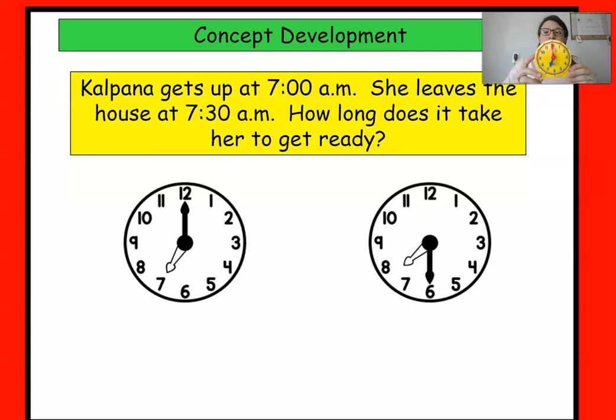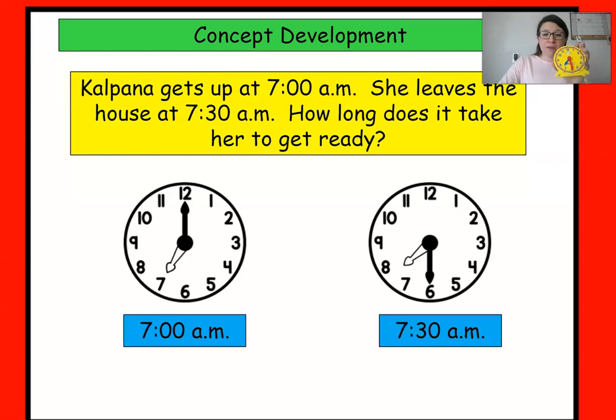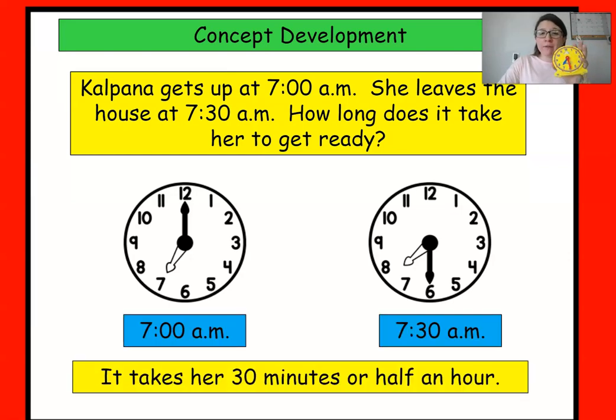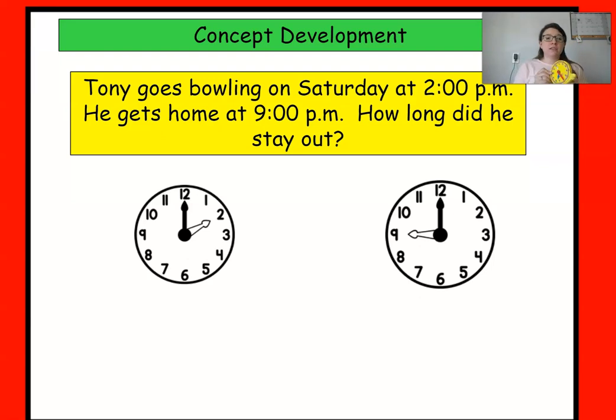So she's here at 7 a.m. and then time goes by, time elapses, and it becomes 7:30. How long does it take her to get ready? How many minutes? Go 5, 10, 15, 20, 25, 30 minutes. Awesome job. Or half an hour. Good. Okay, try this one.